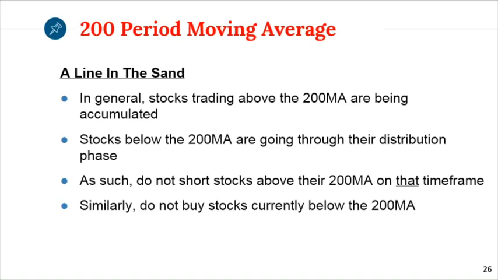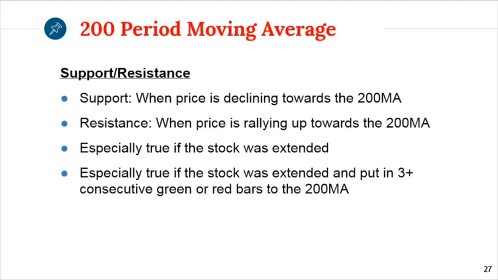It's really important, by the way. As I said, the 200 MA can be viewed as support and resistance: as support when price is declining towards it, as resistance when price is rallying up towards it. This is also especially true if the stock is extended and falls hard to the 200 MA or rallies really hard to it. It is especially true if the stock was extended and puts in 3 or more consecutive green bars or red bars to the 200 MA.